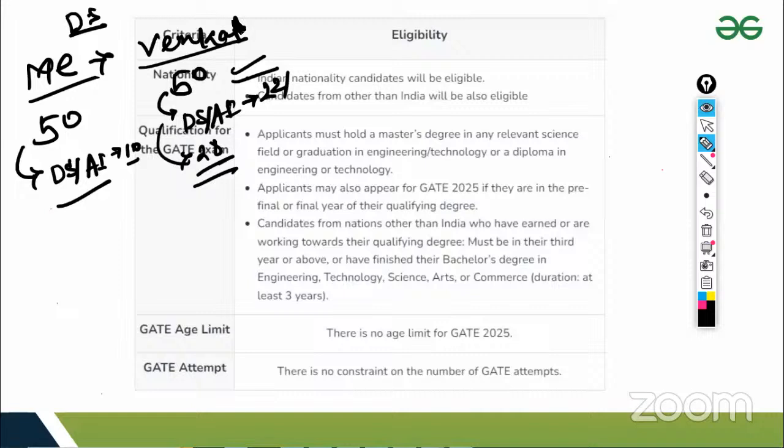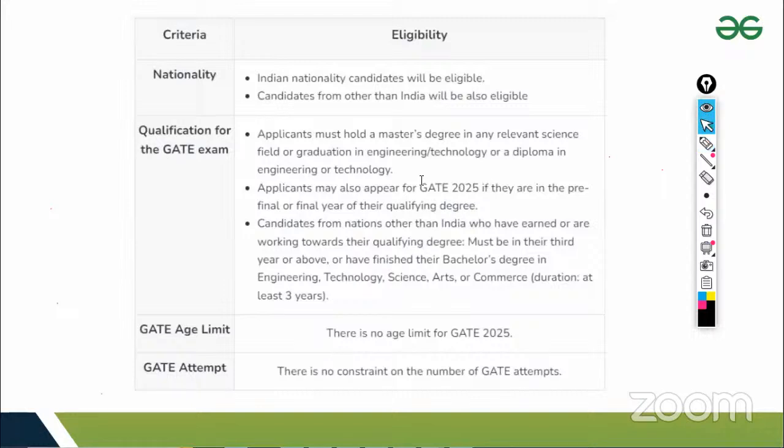How many marks should we get approximately for MTech in artificial intelligence in IIT? 50 marks plus, okay. For IITs, 50 marks plus. For NITs, 45 marks plus. For general category.